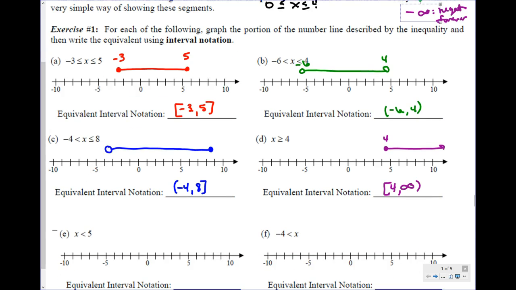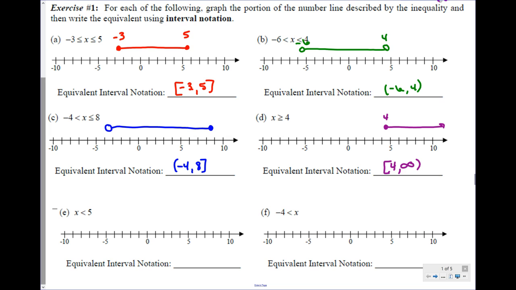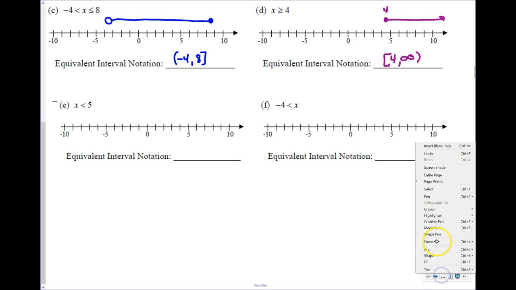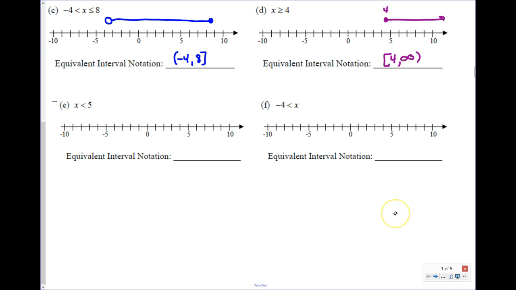All right, so let's take a look at E and F to explore this a little bit more. E says x is less than 5. So it's an open circle on 5. And I'm going to the left because it's less than. Now this is going on forever to the left, so that's negative infinity. So open parenthesis, negative infinity, comma, 5, and then I have a closed parenthesis here because the 5 is an open circle.